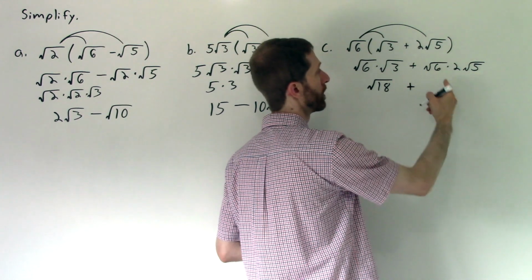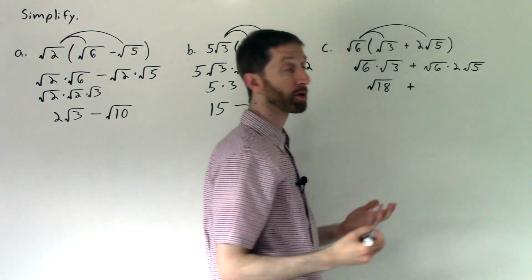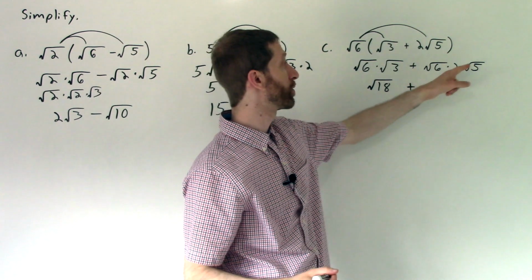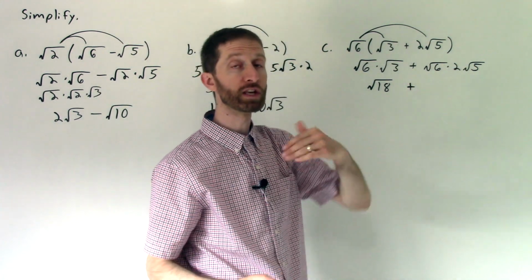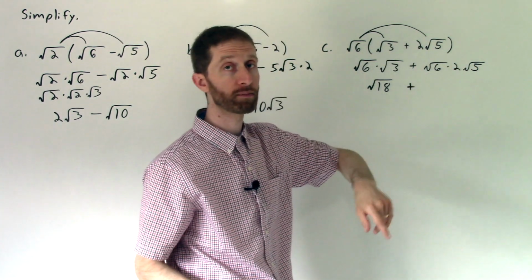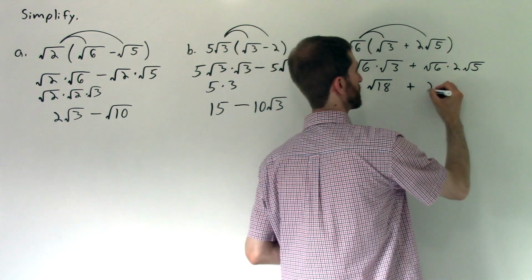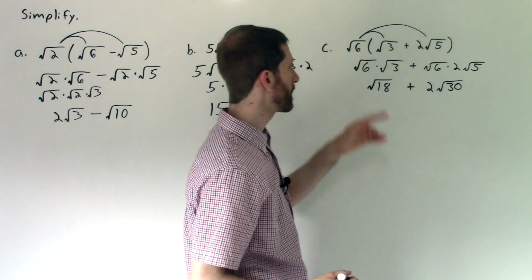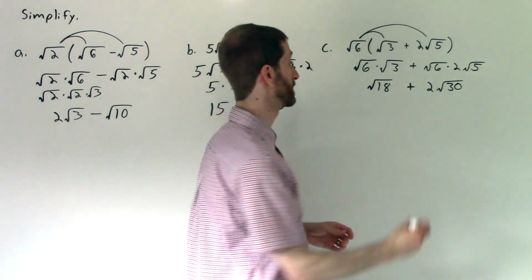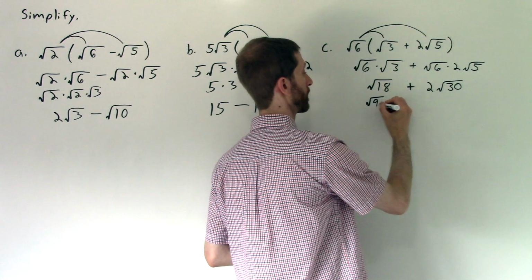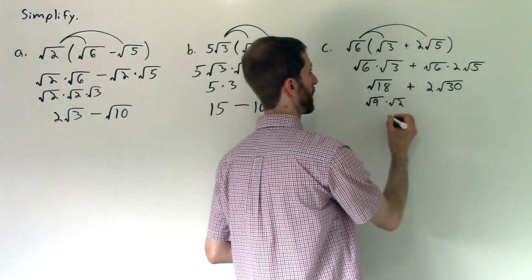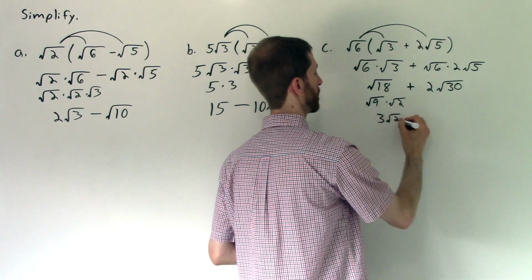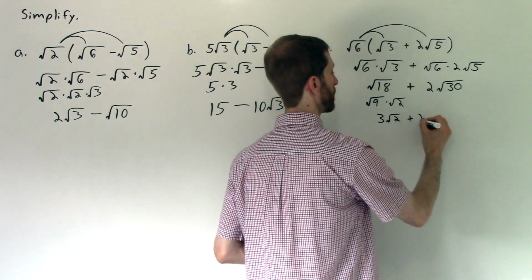Plus, and we'll go here, root 6 and root 5, I'm going to multiply those two. 6 has no common factors with 5, and there are no perfect squares in either of them, so when we multiply them, 30 is going to be the simplest radical form, and 2 is on the outside. Root 18, however, can be reduced into 9 and 2, 9 being the largest perfect square that goes into it. The square root of 9 is 3, so we have 3 times the square root of 2, plus 2 root 30.